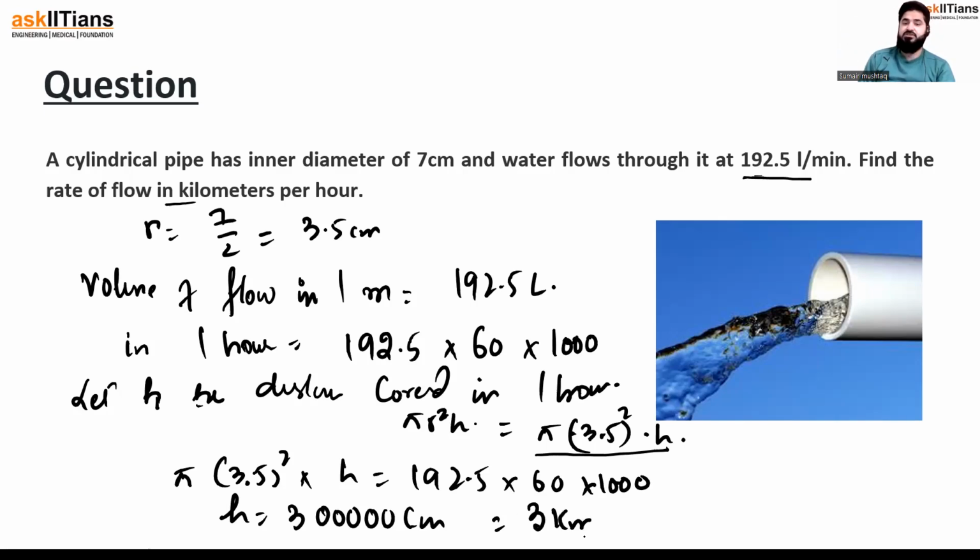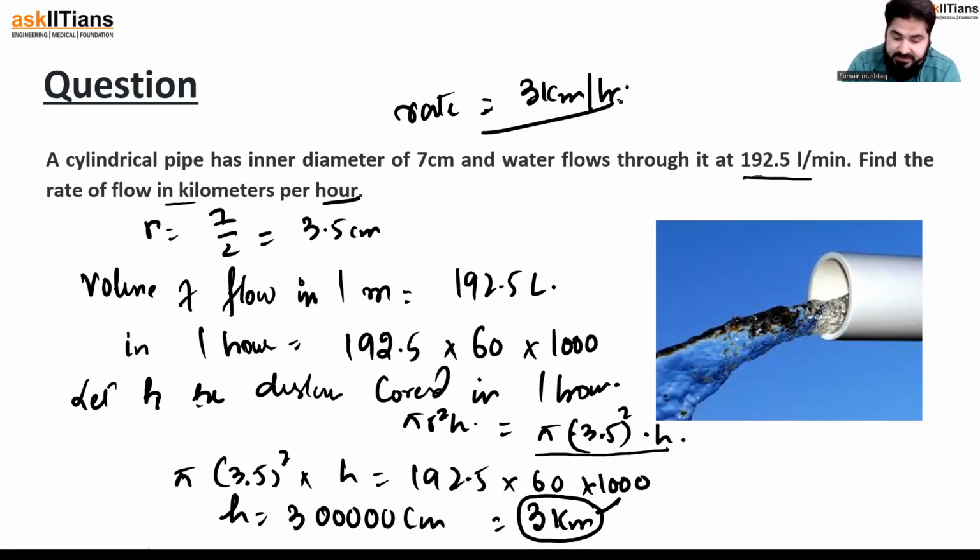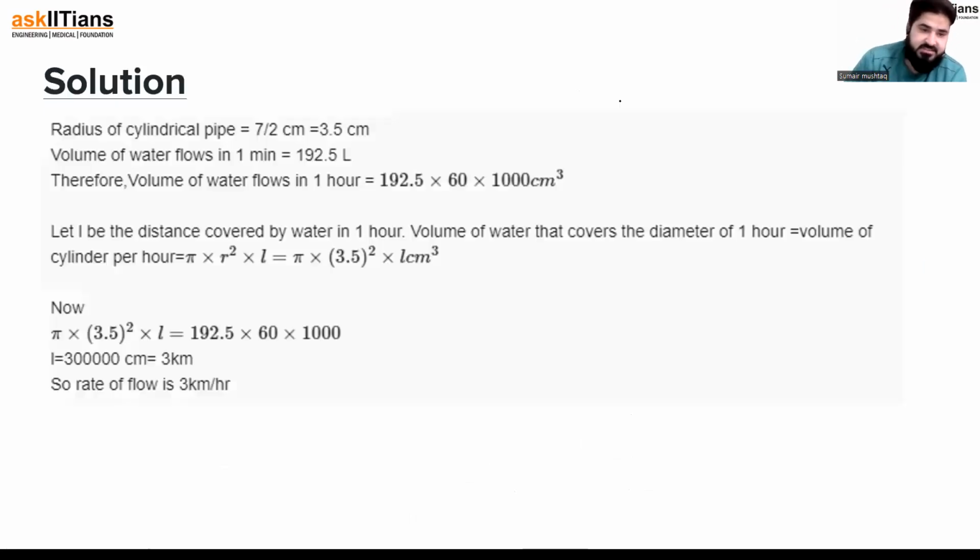Now this is your length. As I have told you in the previous argument, the same as the length will be the speed per unit time. Now it is in 1 hour, as I was calculating for 1 hour. So the rate will be 3 kilometers per hour. This is your answer. I hope this thing is clear to you. This is the solution of this question.